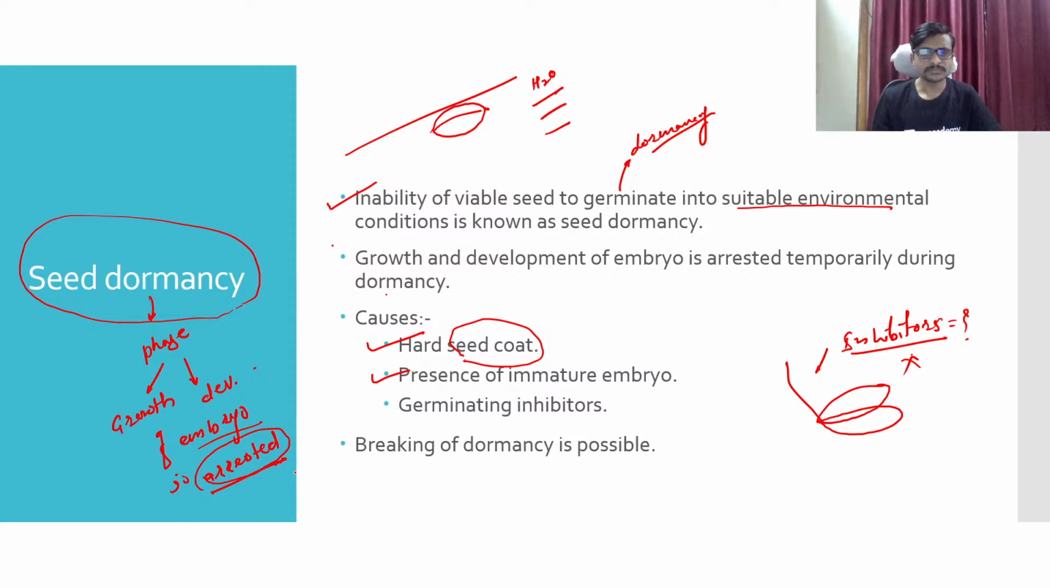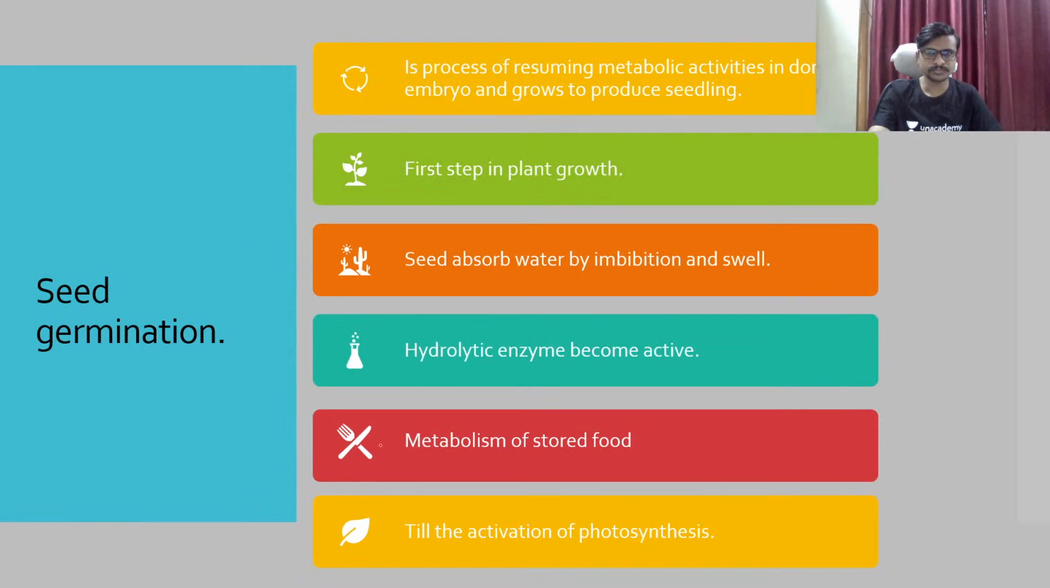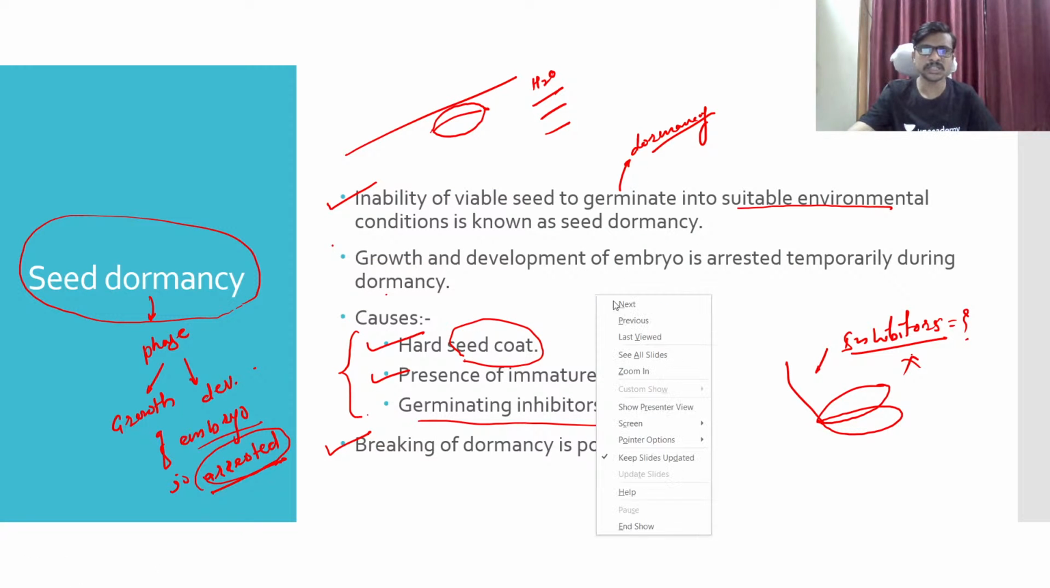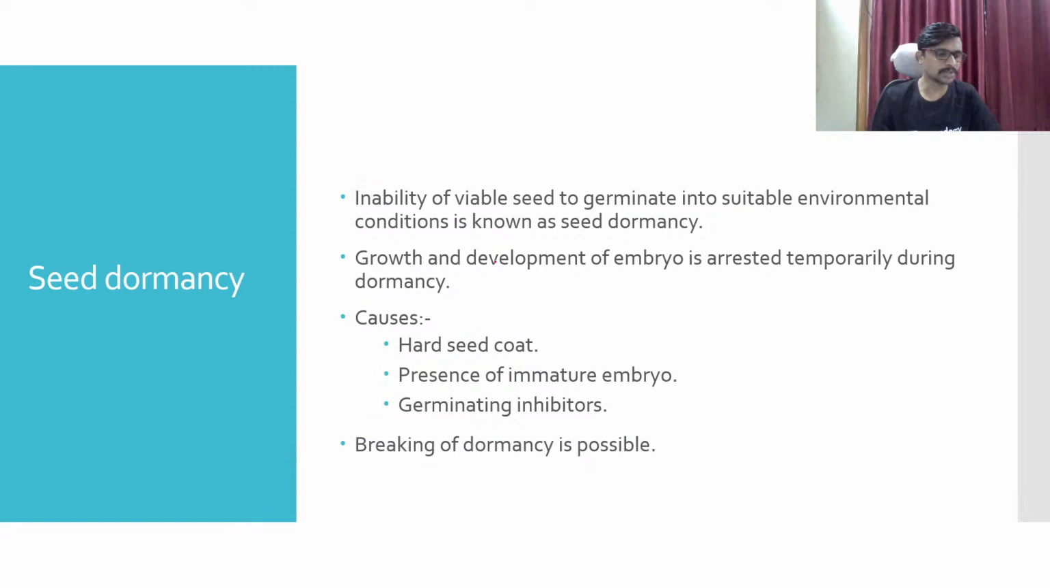But these types of causes can be overcome, and dormancy can be broken. So breaking of dormancy is possible. How? Let's see, there are a few things. The first thing in breaking dormancy is a hard seed coat.